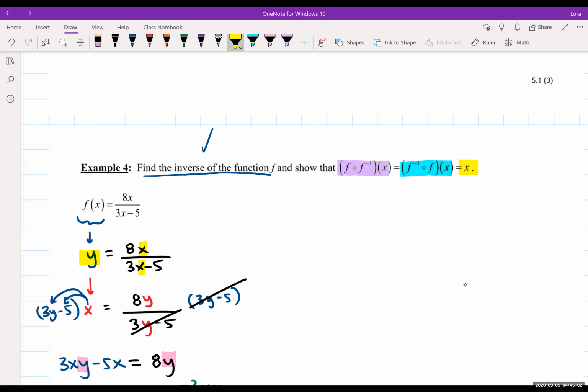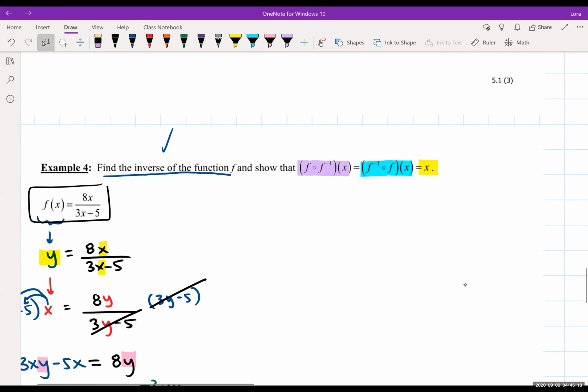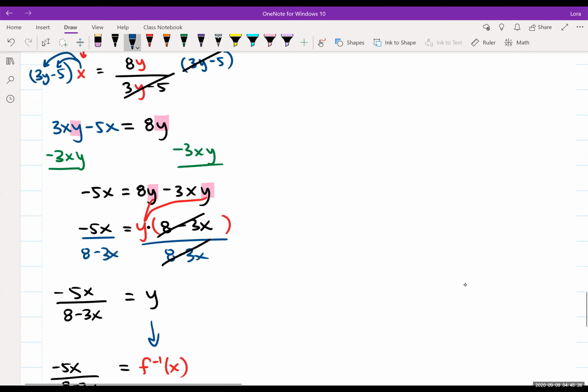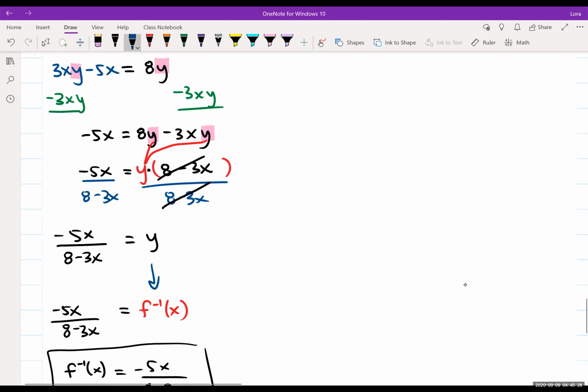So what I'd like to do is I always start off with one of the versions of the compositions. So just so that we have our original function and our inverse in one spot, I can circle this for you. I see the original function. I'm going to rewrite the inverse just in case. So f inverse of x, remind myself what it is. Negative 5x over 8 minus 3x.